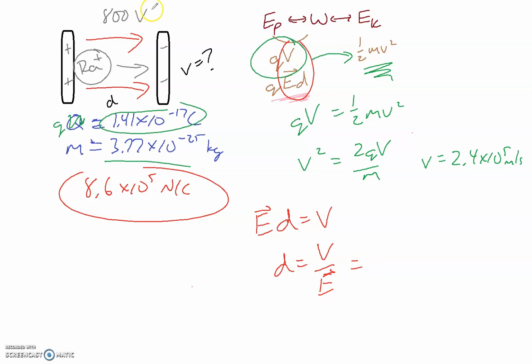You've got the voltage, which is that 800, and you've got the electric field right there. So you can just divide the two out, and I think you should get around 9.3 times 10 to the negative 4 meters. So that's just using the V equals ED expression. Again, it's just another way to do these questions.